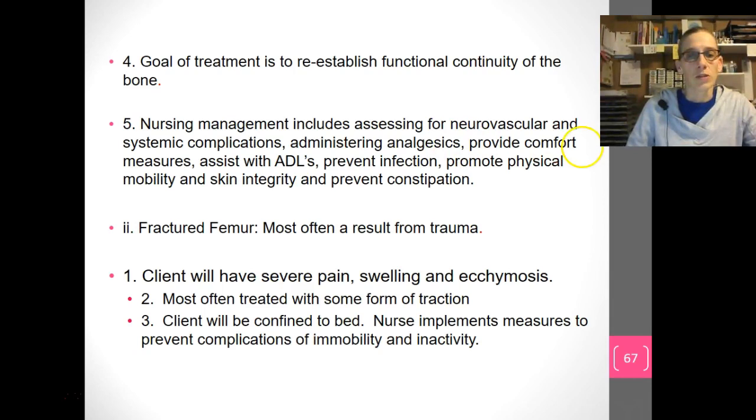A fractured femur is most often the result of trauma. It's a very high risk for bleeding. The human body has 5 liters, or 5,000 milliliters, of blood. You can lose up to 1,500 to 3,000 milliliters with a fractured femur. That is a significant portion of your blood supply. The client will have severe pain, swelling, and ecchymosis, and it's most often treated with some form of traction. The client is confined to bed. The nurse implements measures to prevent complications of immobility and inactivity. We need to work on pin care and on the diet, which we've already discussed. We have to take respiratory measures so they don't get pneumonia while they're bedridden, and work on constipation.